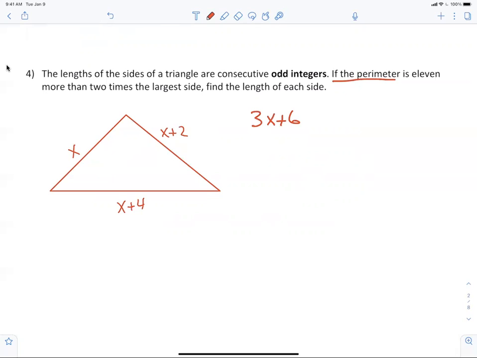Wait a minute, the perimeter, what does it mean? I need help. It equals, come on, equals what? How do I write 11 more than? Plus 11, then what? Which would be? Thank you. There we go, guys.